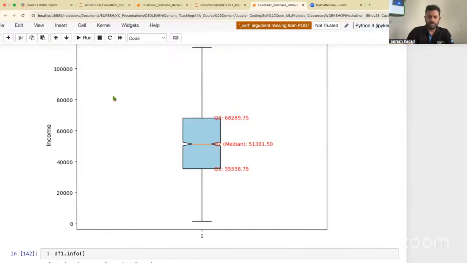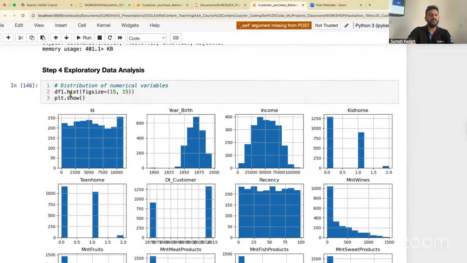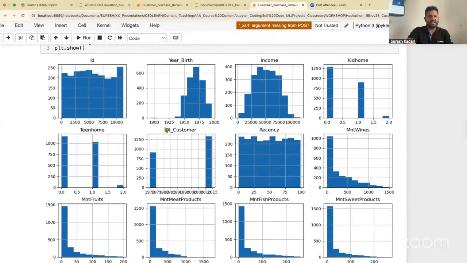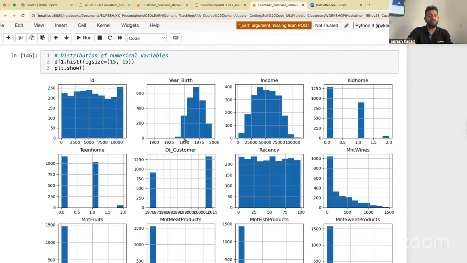Good. Then what? Okay, again, info. Now I'm happy. I go with exploratory data analysis, Step 4, EDA. I'm going for exploring. I see all these things, histogram. Histogram for year of birth. Most of the people are here, the frequency is high. Income, most of my people's income is at that level. And kids at home, yeah, zero. Most of the people have no kids. That means they're very young. Really young? How can someone born in 68 be young?